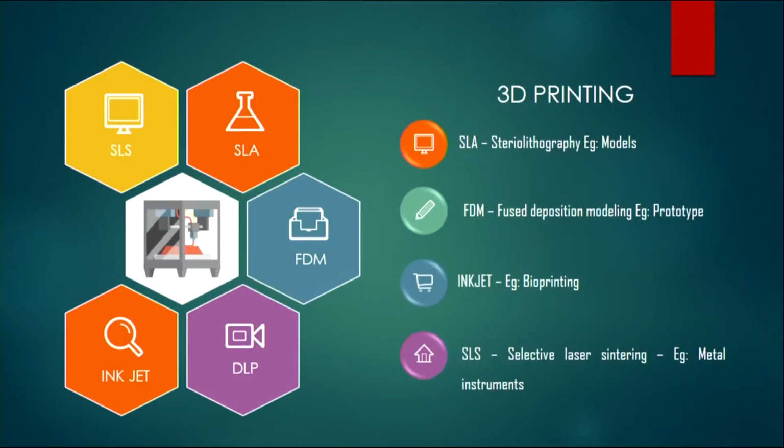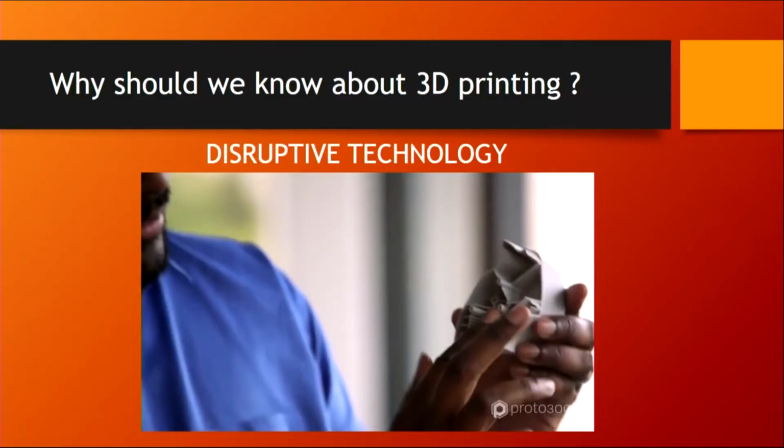Though there are different types of 3D printing available, we should know about a few types such as SLA, which is used for models, FDM used for prototyping, the inkjet technique used for bioprinting, and the SLS technique used for metal instruments.